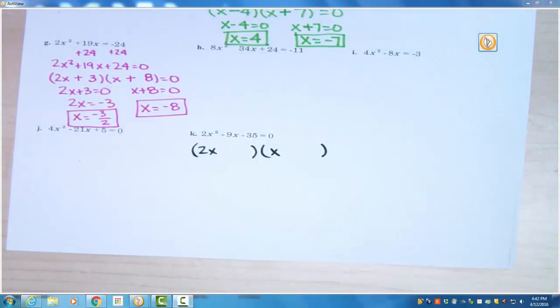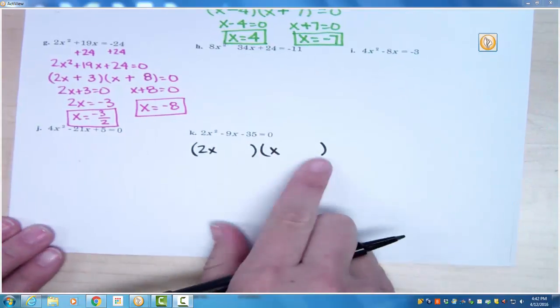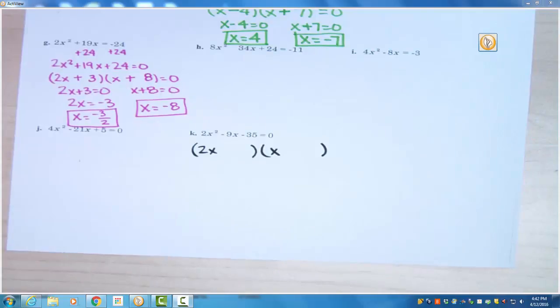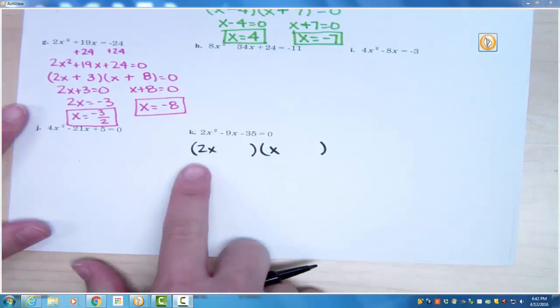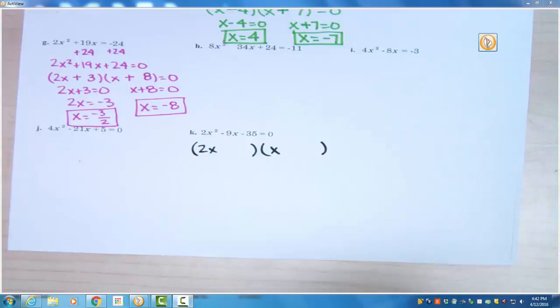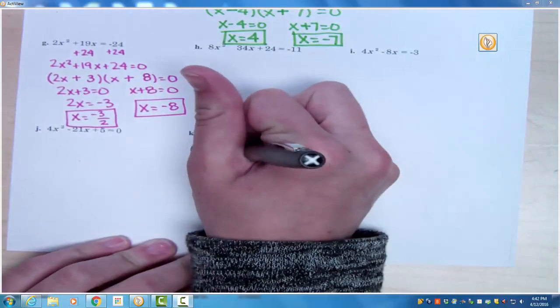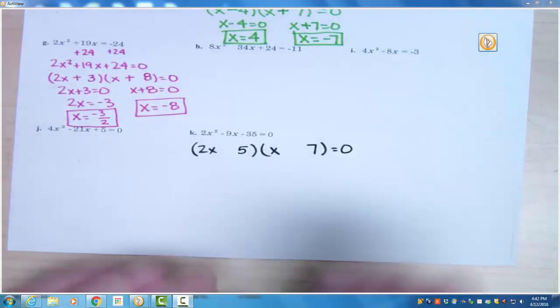Those numbers have to multiply to give me 35. The only way I can multiply to get 35 are 35 and 1 or 7 and 5. So I'm going to use 7 and 5. The position that they're in, whether it's 7 here and 5 here or the other way around, is going to matter because we have that 2x there. So in this case, I'm going to put 7 here and 5 here.